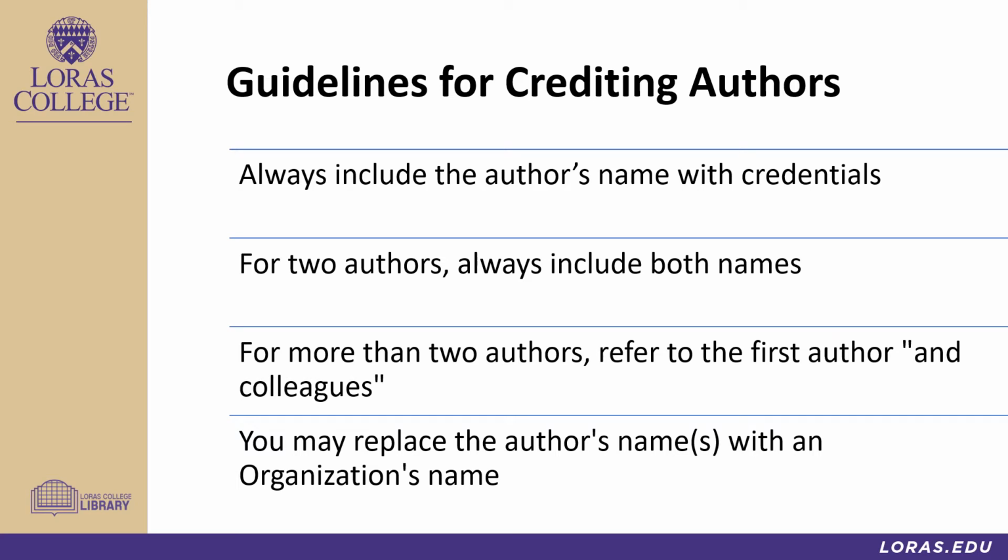For two authors, always include both names. Example: Dr. Swanson and Allen from Emory University argue, etc. For more than two authors, refer to the first author and colleagues. In addition to colleagues, you could also use associates or co-writers. You can then refer to your source as the researchers in subsequent citations without repeating the first author. Dr. Finnegan and colleagues at Harvard University found that, etc.